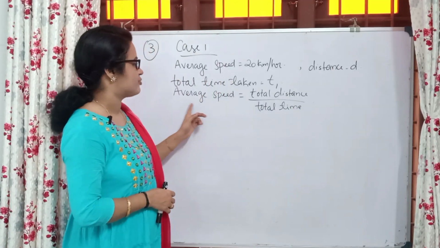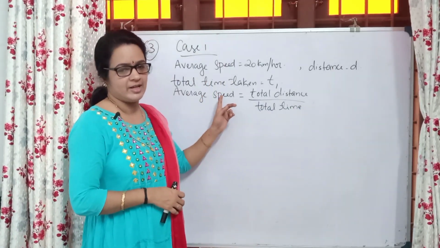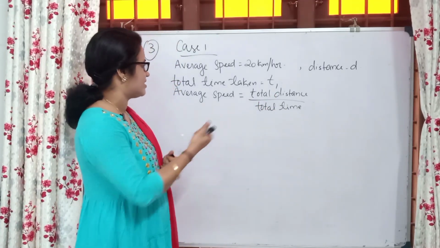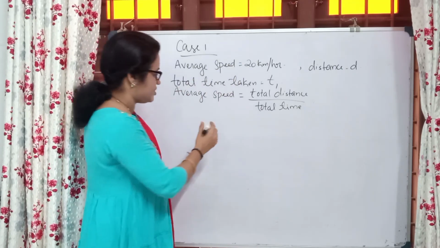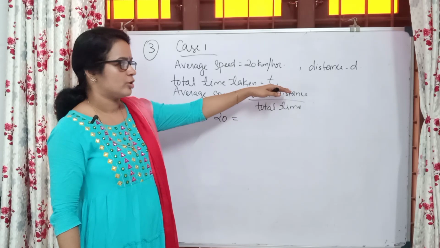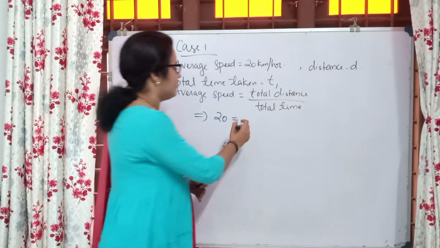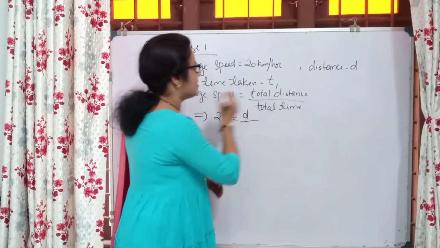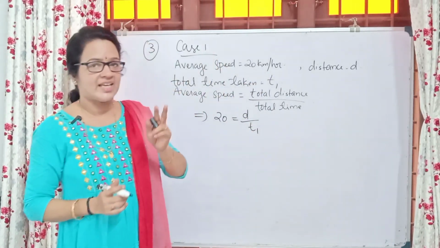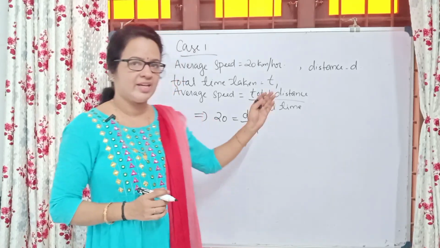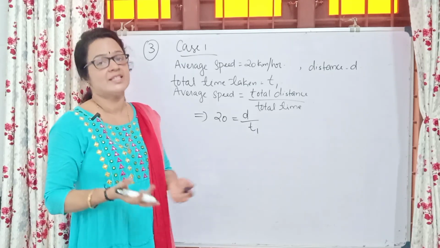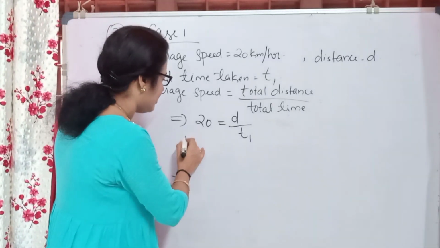Then we can write the equation for average speed. What is the equation for average speed? Total distance divided by total time, right? Here the average speed is given as 20. So 20 is equal to total distance d divided by the total time, in this case t1. Why are we taking t1? Because in both the cases the time is different. Here the speed is less, and when he is coming back there was less traffic and he increases his speed.